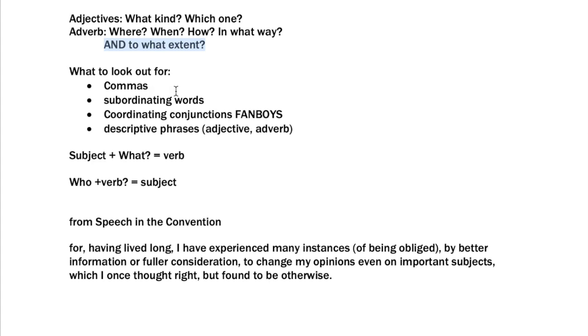And commas can do other things as well, so it can be part of a coordinating conjunction and so on. And then subordinating words are something else to look out for. Subordinating words are things like if, when, after, and there's a ton of them. It is a word that takes an independent clause, a sentence, and makes it dependent. It turns it from being independent to dependent.